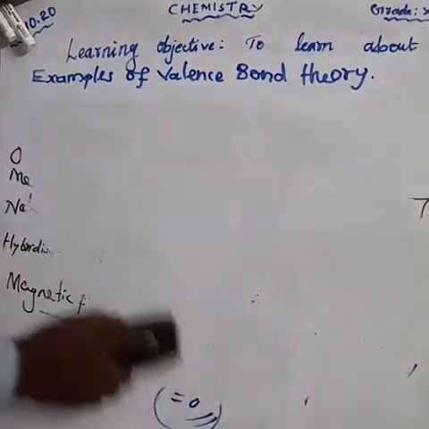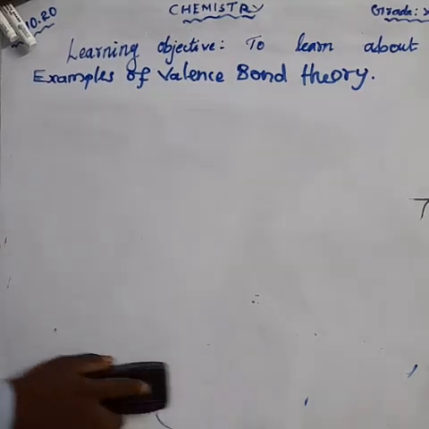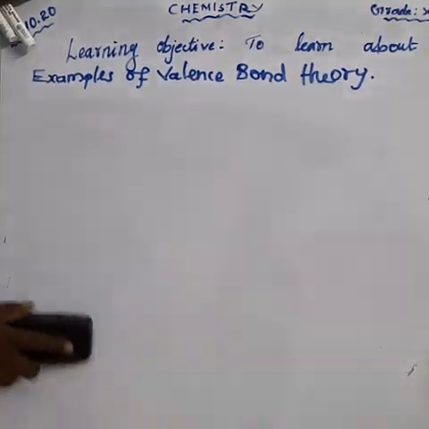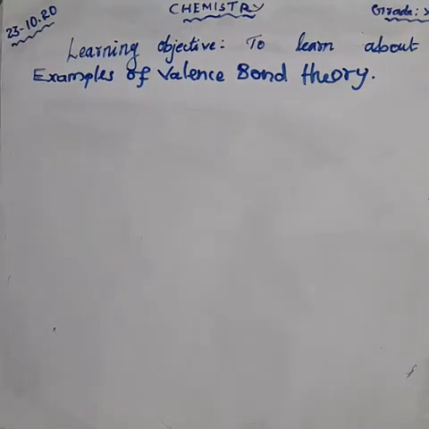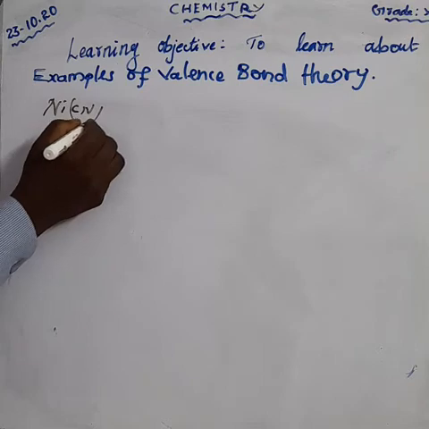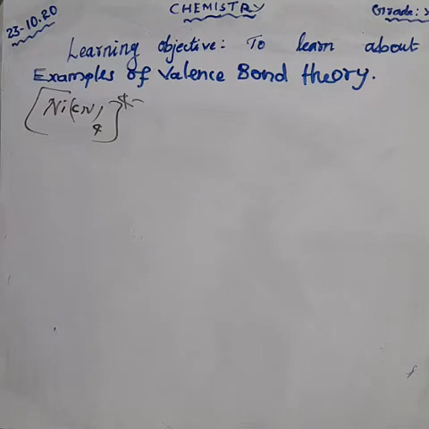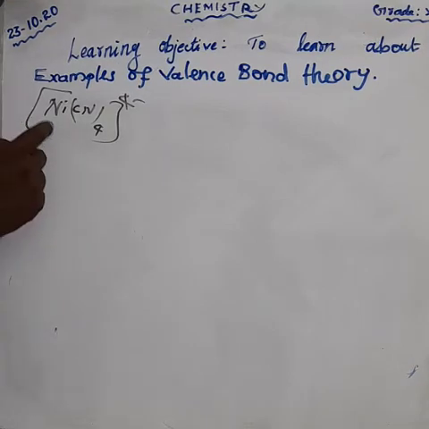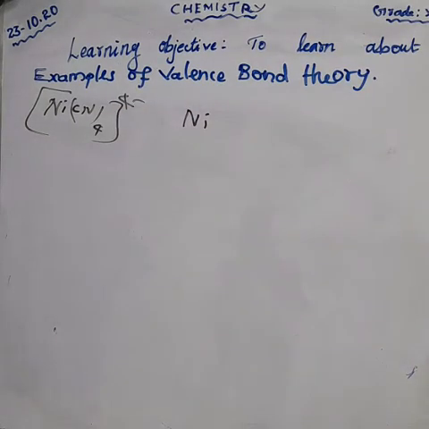[Ni(CN)4]2-. This is the next complex. Here one of the ligands is cyanide. This is another complex. Here also we write the central metal atom or ion and its electronic configuration. Which one is the central metal atom? Nickel. Nickel is the central metal atom.